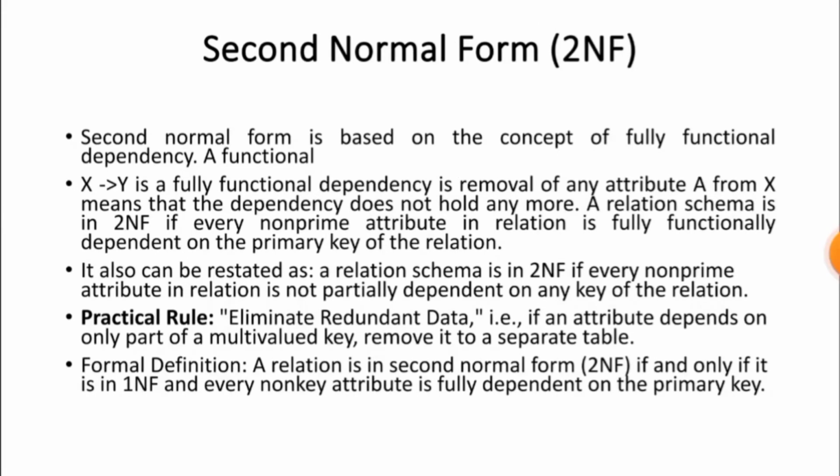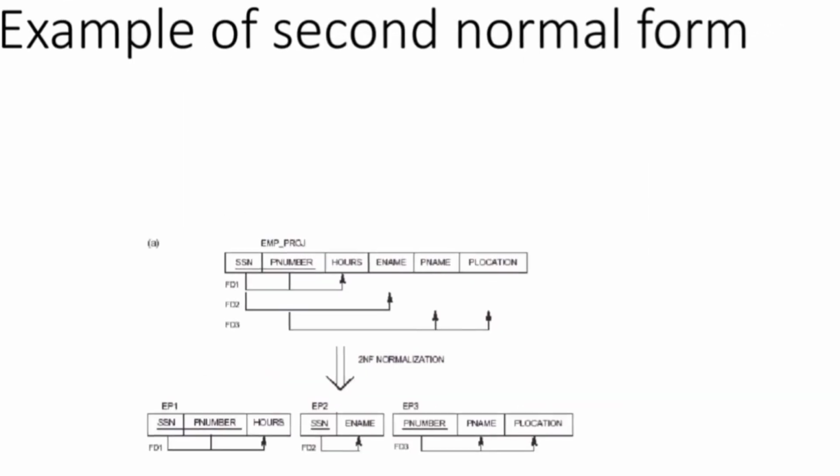So what is the second condition? The second condition is every non-key attribute is fully dependent on the primary key. So if and only if it is in 1NF, and every non-key attribute is fully dependent on the primary key. So see here.